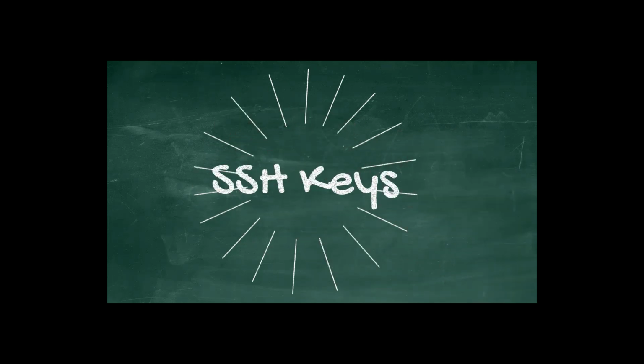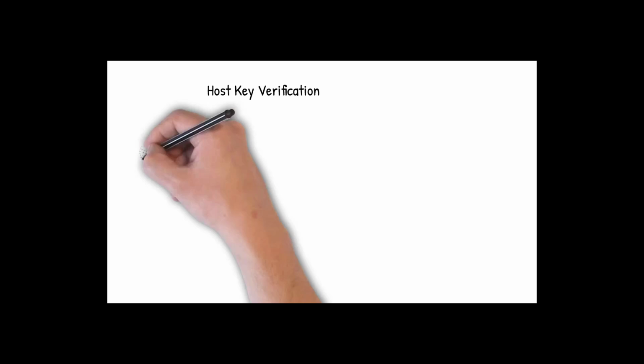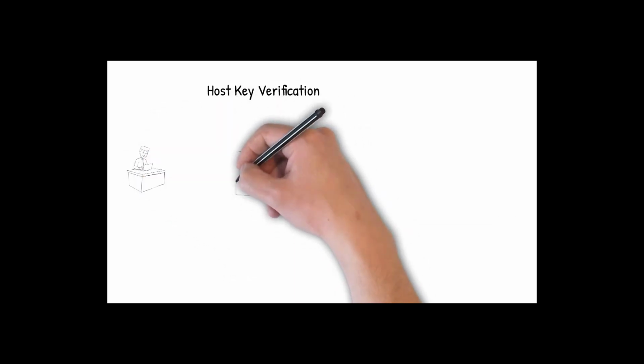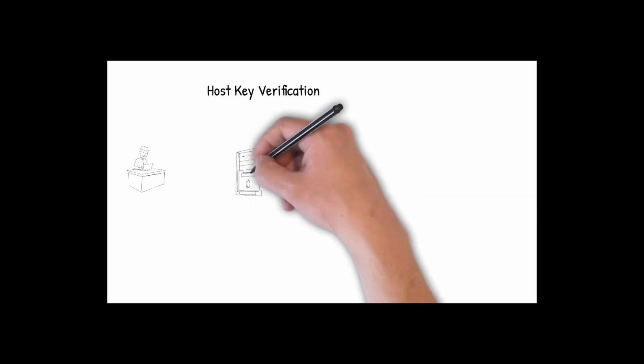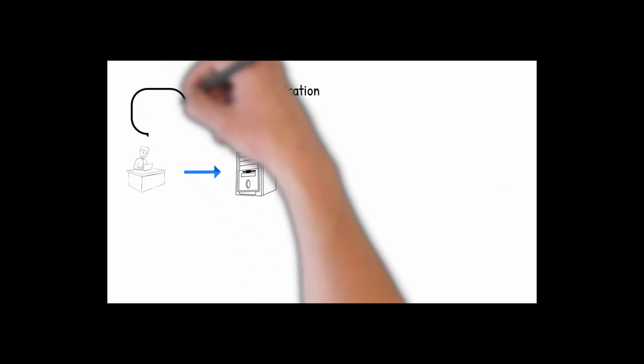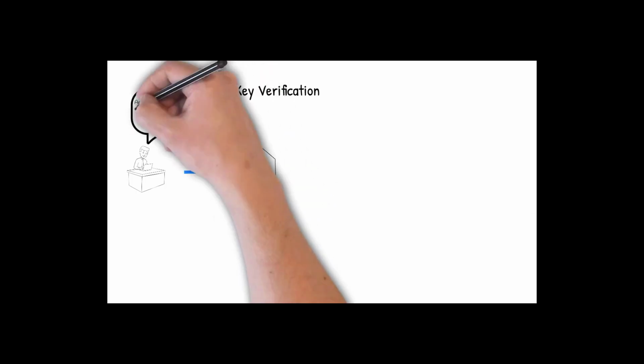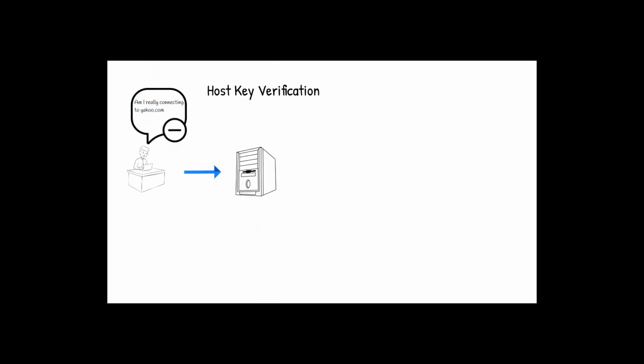Let's try to understand the concept of SSH keys in a bit more detail. And if you're already familiar with this, please feel free to skip this part of the video. When it comes to SSH keys, there are two major concepts. One is host key verification, and the second is key-based authentication. Host key verification is where a client should know that the server it is trying to connect to is indeed the server it claims to be. For example, if you're trying to connect to yahoo.com, how do you know that you're actually connecting to yahoo.com and someone else is not impersonating yahoo.com? SSH host key verification will make sure of that.